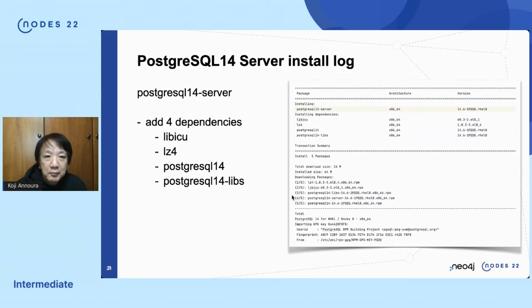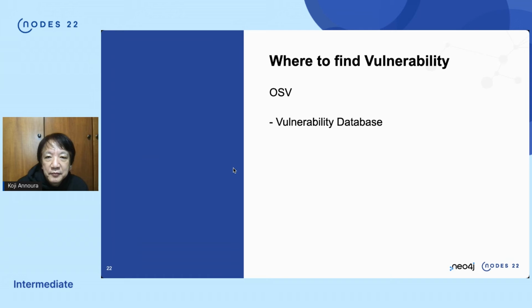Okay, how about Postgres 14? Server install log. Okay, so the 14 log is over here. Installation dependencies is just 4 dependencies, added 4 dependencies. Postgres 14, Postgres libs, like that. Okay, and last one: where to find vulnerability?